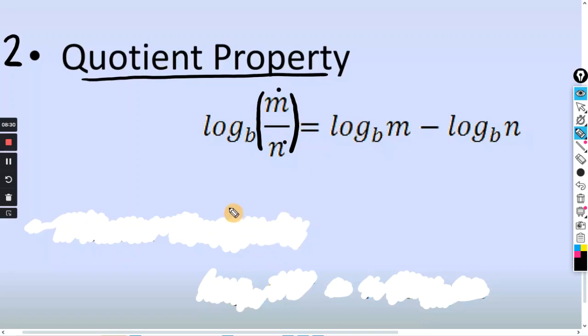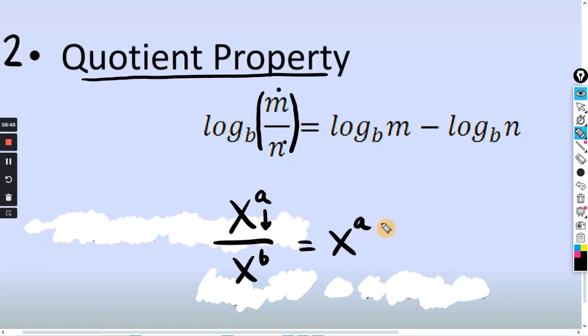Well, remember, if you have x to the power of a divided by x to the power of b, and you want to write this in terms of x, you just subtract the exponents going down. A minus b is the new exponent. So same thing here. It's going to be m minus n as the new arguments when you break this up.